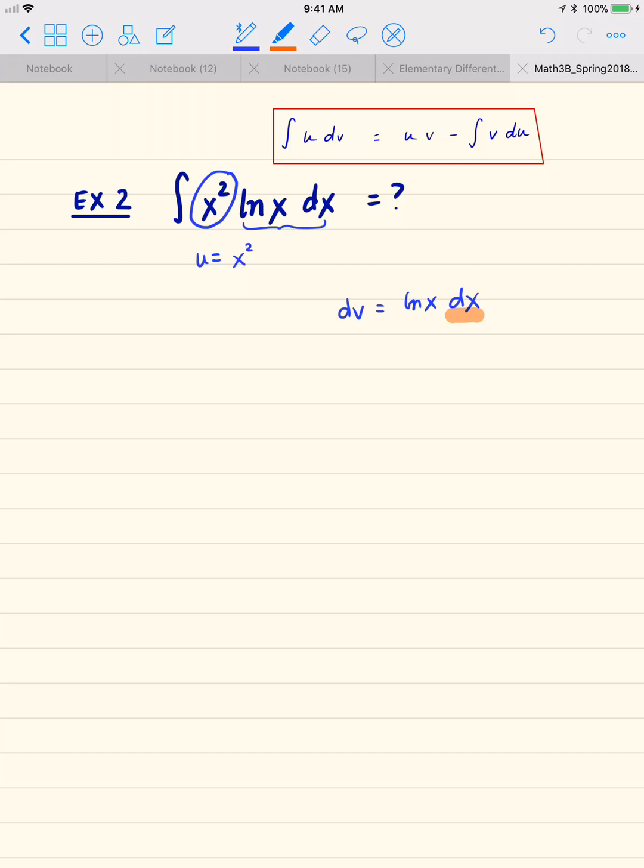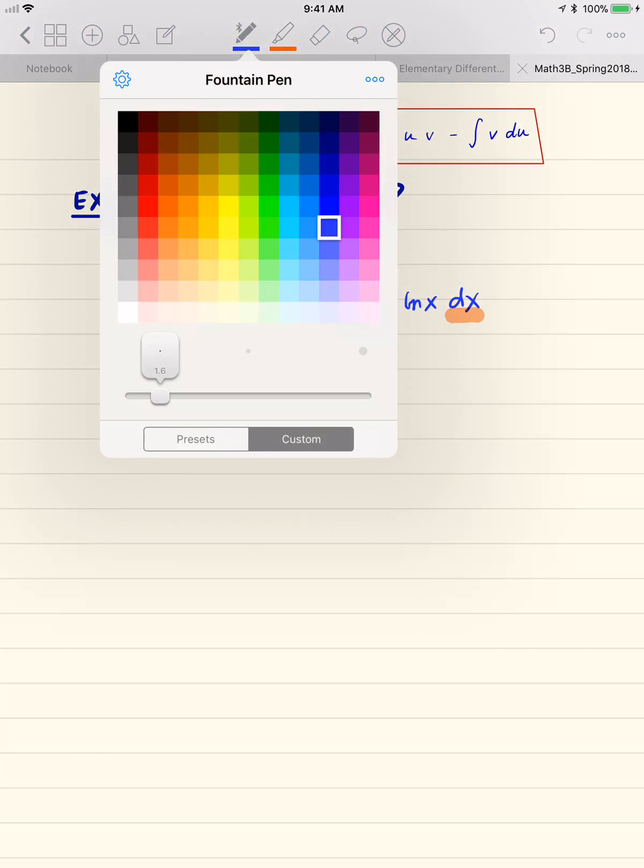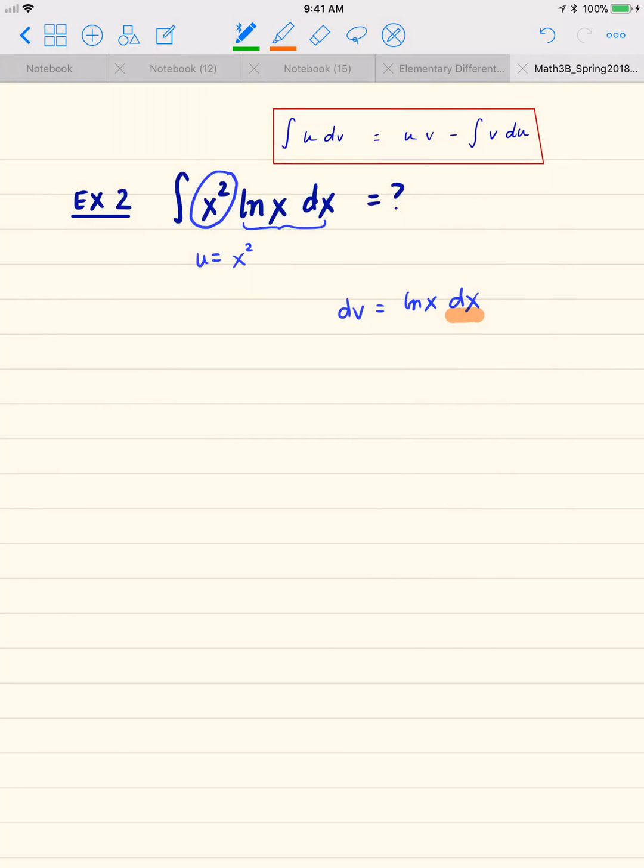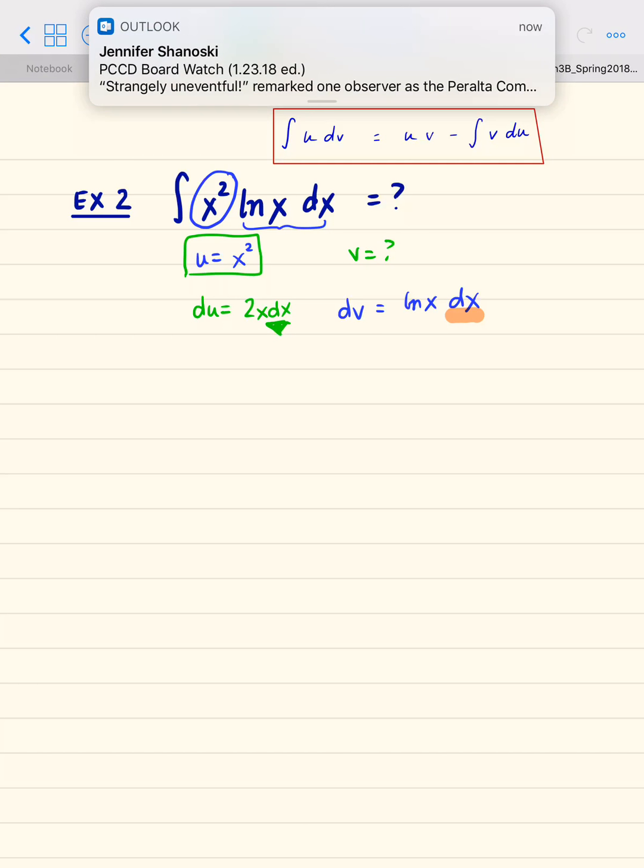So you want to be very careful and make sure that you don't forget your dx at the end of your dv. Now, once I've made my decision about u and dv, I've got to figure out what is du, and what is v. Du, like I said, should be easy. Du is going to be 2x dx. How did I get that? I used my choice of u equals x squared. Again, don't forget your dx. The dx is important. For v, I've got to figure out whose derivative is natural log of x.